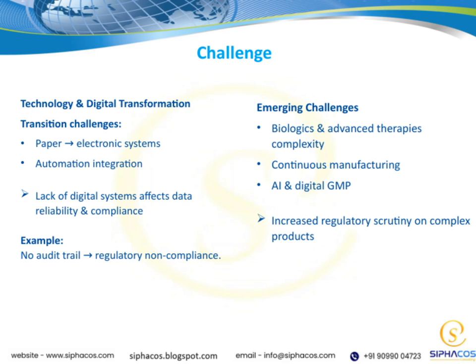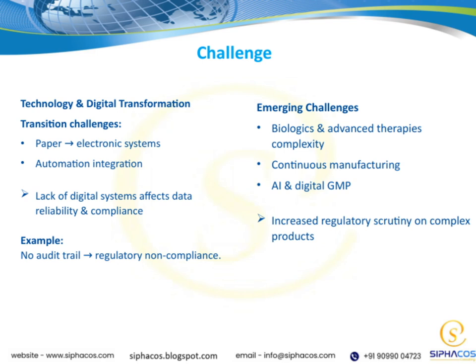We're also seeing a big push towards AI and digital GMP, integrating digital technologies into our good manufacturing practices to enhance oversight and decision-making. However, with these innovations come increased regulatory scrutiny, especially on complex products. Regulators are paying closer attention to how these therapies are developed and produced, making compliance even more critical. This ties into the broader theme of technology and digital transformation.